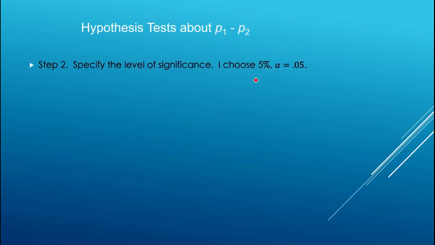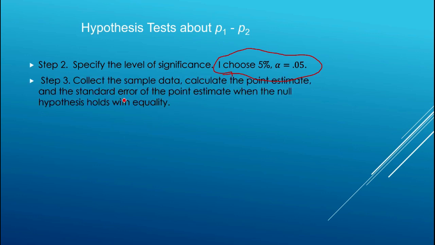So step two, of course, is to pick the level of significance, and I picked 5%. So if the null hypothesis is true, there's a 5% chance of rejecting the null hypothesis and concluding that we had an effective ad campaign when we actually didn't. Okay, that's step two.